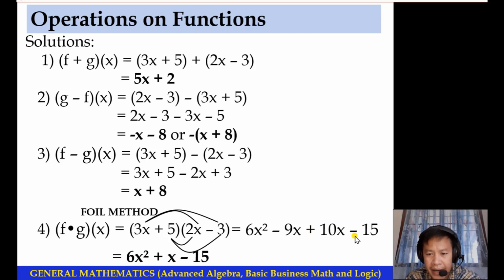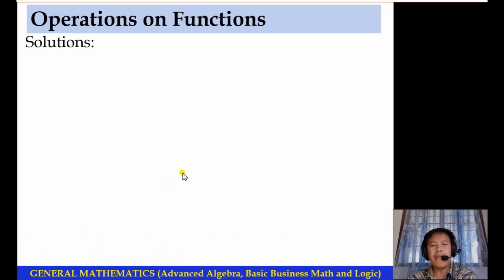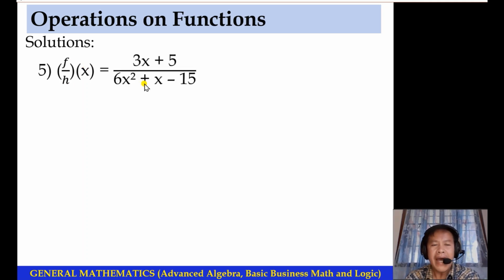Then another one, constant term is just only one term. What you need to do is to copy automatically the constant term. If you are going to multiply linear by another linear, the result is quadratic function. Therefore, the product here is a quadratic function, 6x squared plus x minus 15. And this is our product. We will proceed with number 5. And this is division of functions.